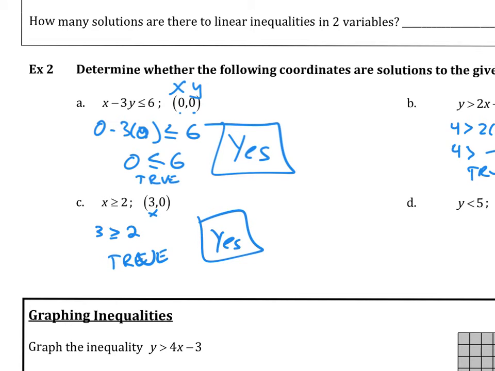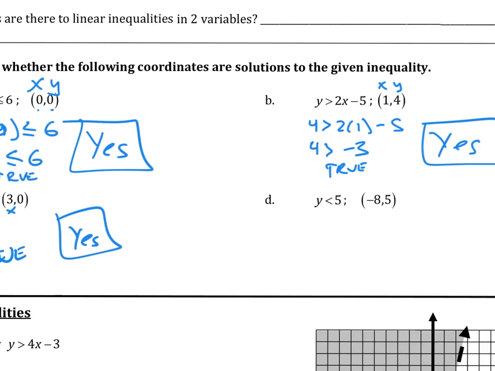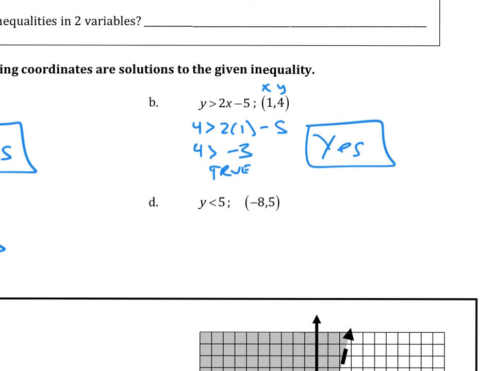Let's finally go to part D here. When we look at part D, this one only involves y, so it says y is less than 5, so I'm going to plug in the y value, and we'll get 5 is less than 5. That one's actually not true. 5 is not less than 5, so that's false, which means this is not a solution. All right, so let's turn the page to page 200 and do a couple examples.